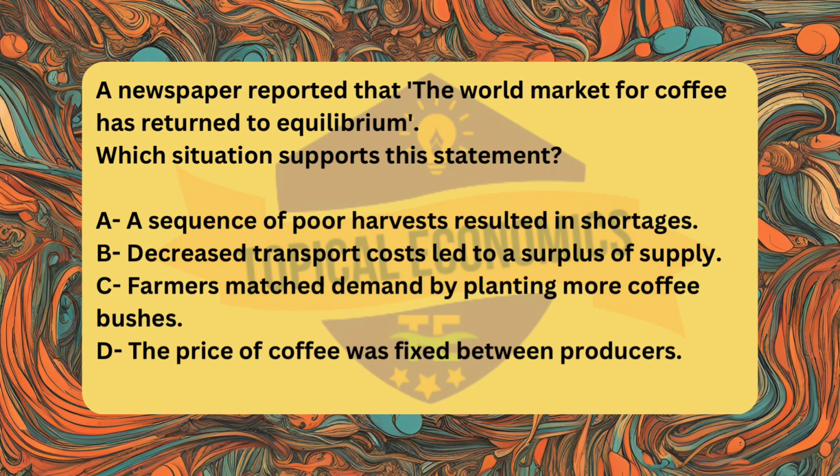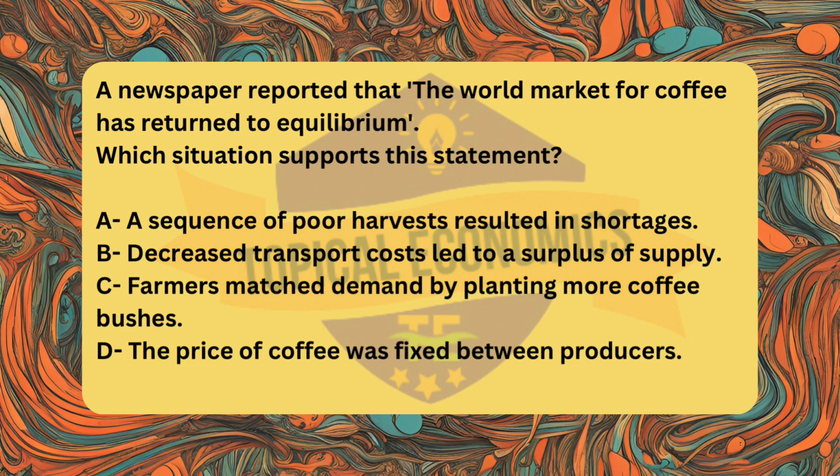Decreased transport costs led to a surplus of supply. C. Farmers matched demand by planting more coffee bushes. D. The price of coffee was fixed between producers. This question is from year 2019 May-June version 1. The correct answer for this question is option C.